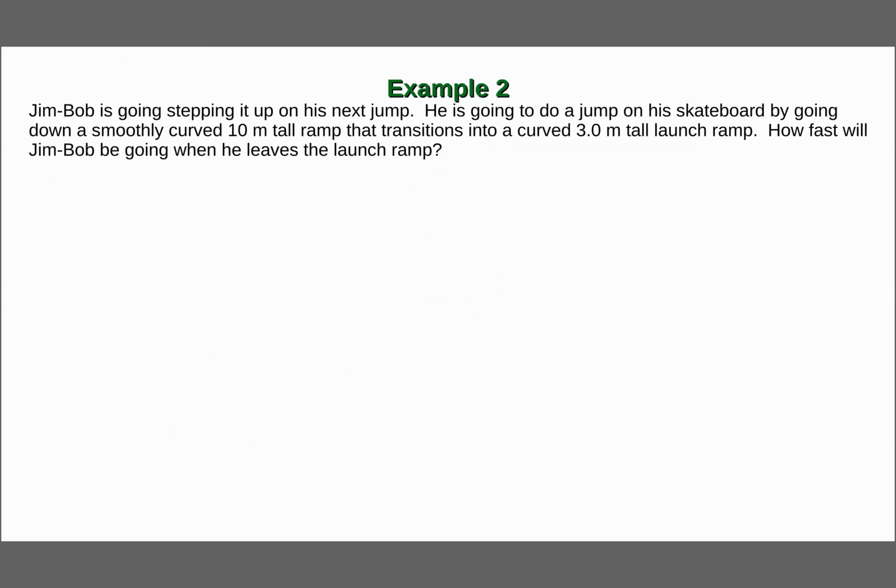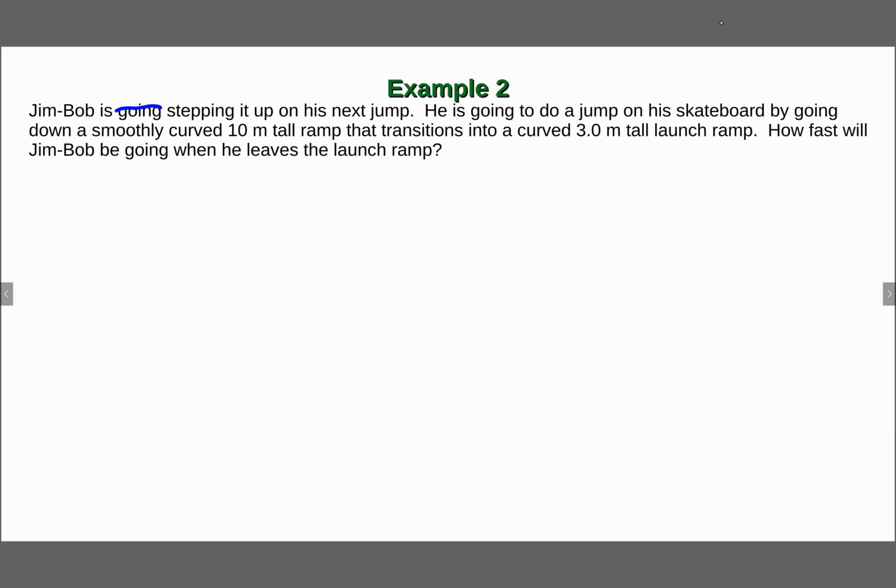So now let's move on to another example. And let's get back to Jim Bob. Okay, so from prehistoric man to, well, Jim Bob, who I guess isn't that much different. All right? So Jim Bob is stepping it up on his next jump. He's going to do a jump on his skateboard by going down a smoothly curved 10-meter tall ramp that transitions into a curved 3-meter tall launch ramp. How fast will Jim Bob be going when he leaves the launch ramp?